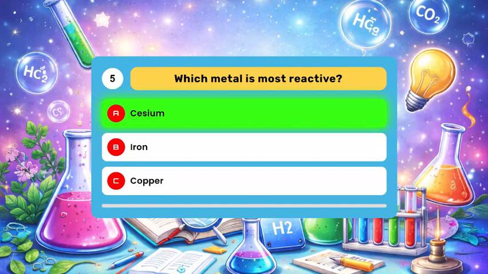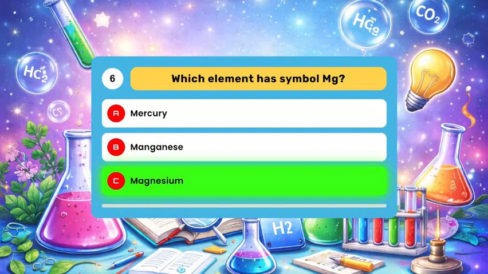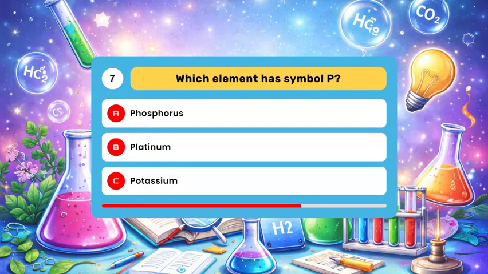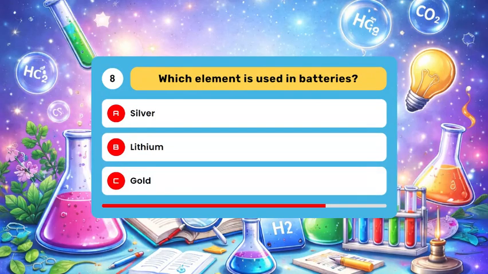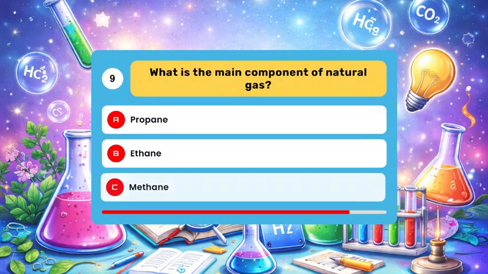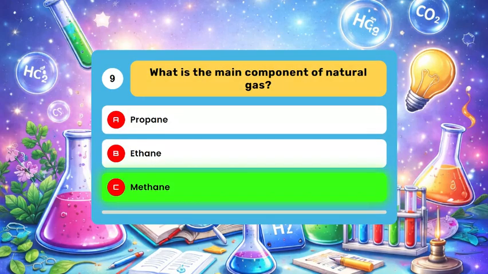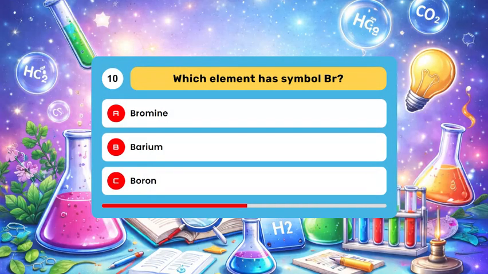Cesium. Which element has symbol Mg? Magnesium. Which element has symbol P? Phosphorus. Which element is used in batteries? Lithium. What is the main component of natural gas? Methane. Which element has symbol Br?